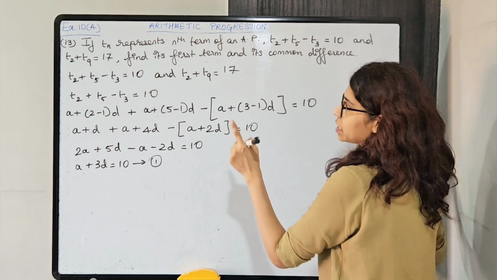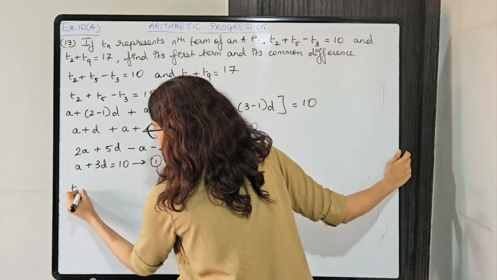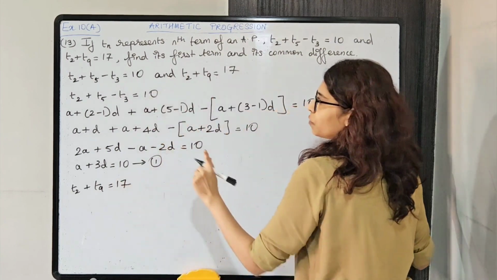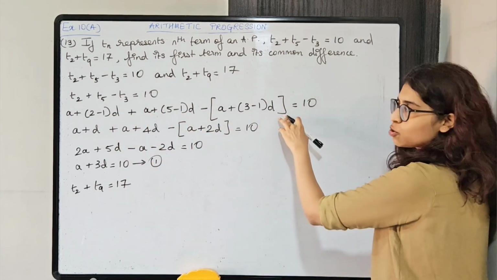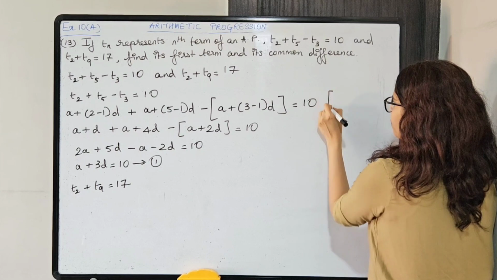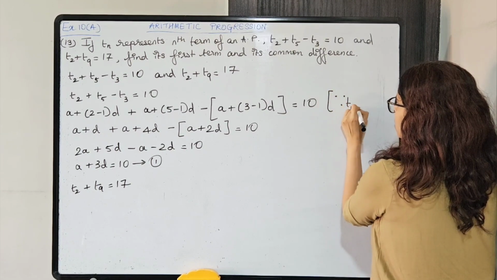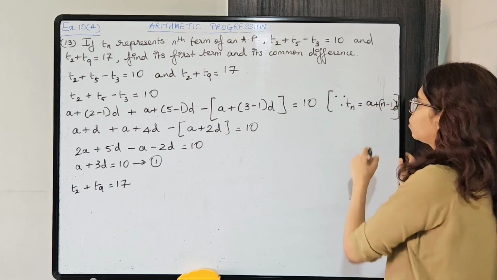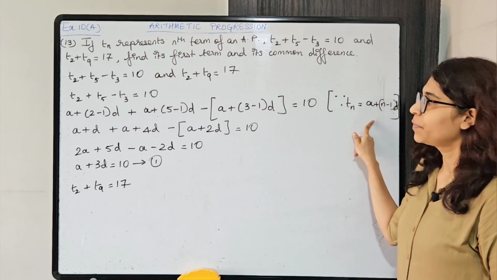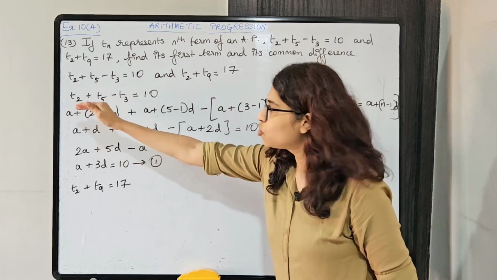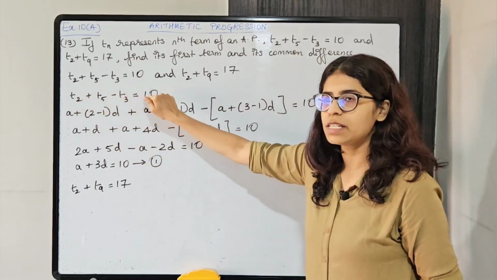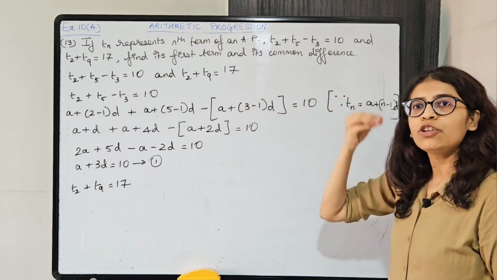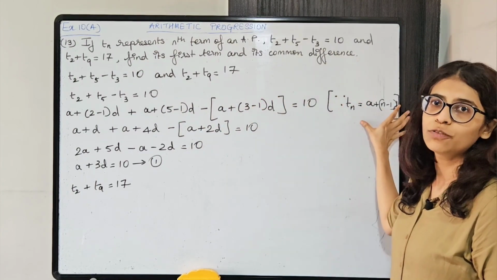Okay. Second, consider T2 plus T9 is equal to 17. Students, over here you have used the Tn formula. So give reason. Okay. Since Tn is equal to A plus n minus 1D. Don't forget the reason here. And before this part, just write down Tn is equal to A plus n minus 1D, then use this formula. Okay. So whenever you're using the formula, you have to show the formula.